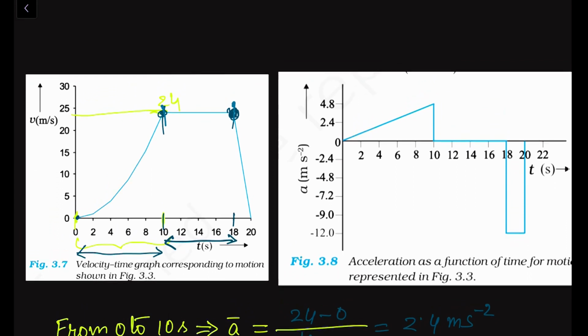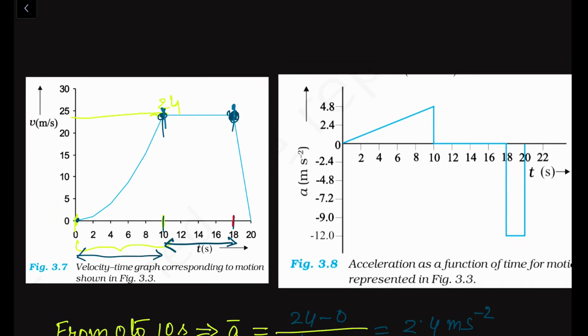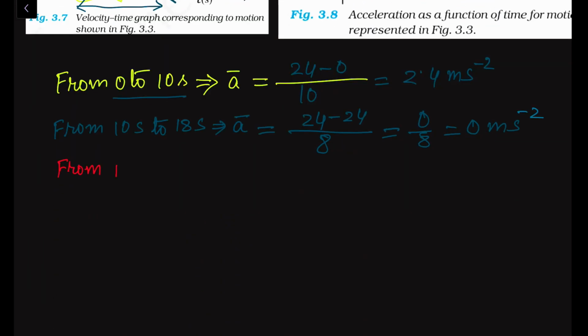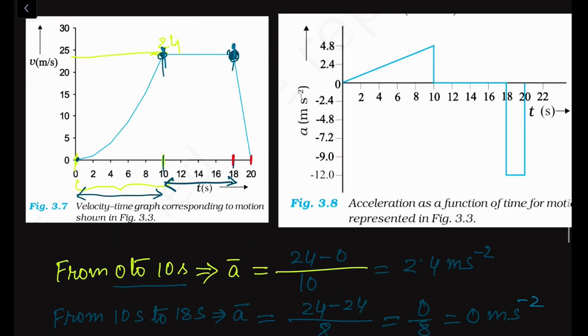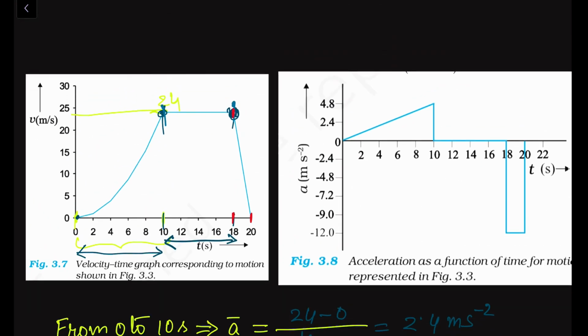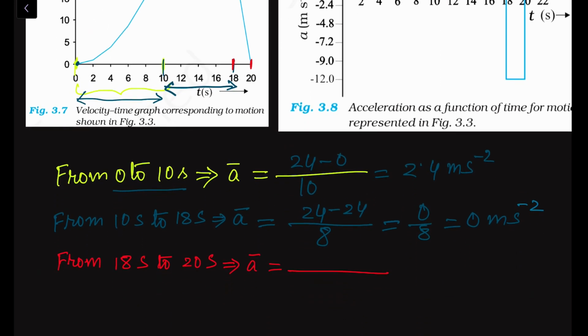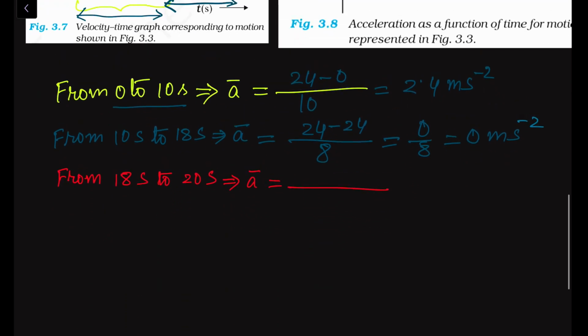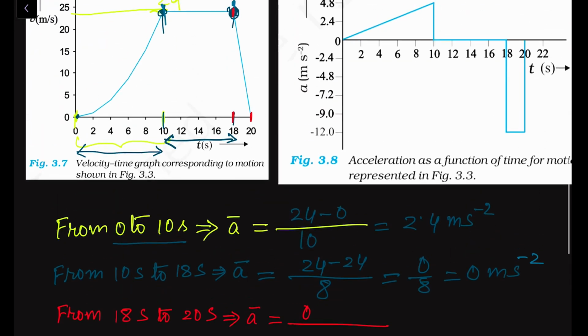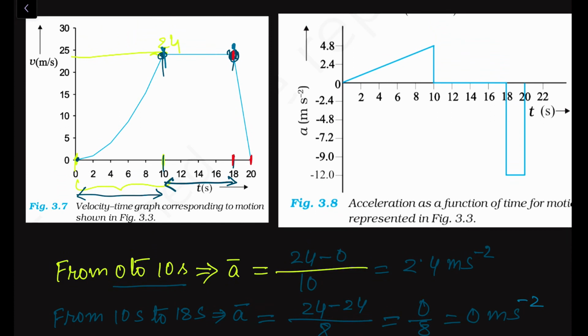From 18, this point, let me show with red color, from 18 second to 20 second. So here we have to see 18 second to 20 second. What will be the acceleration? Acceleration is the change in velocity divided by the change in time. Change in velocity means from 24 it is coming to 0. So what will be the value here? 0 minus 24. The final velocity is 0, because you can see at 20 second we have 0 velocity.